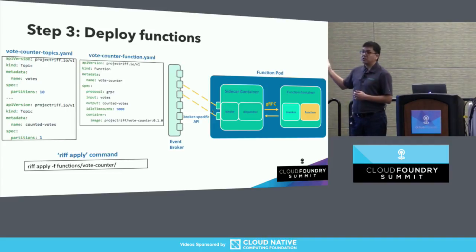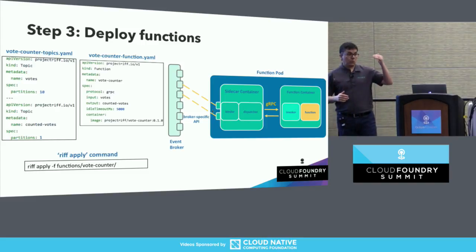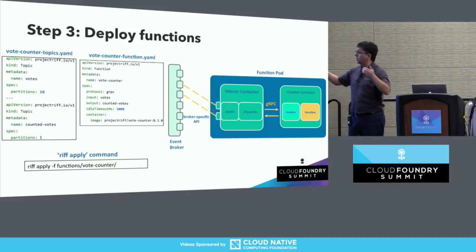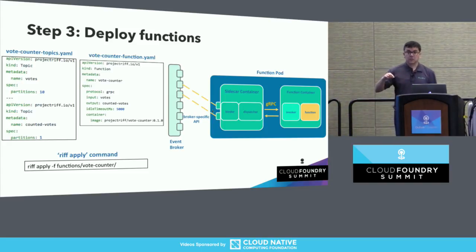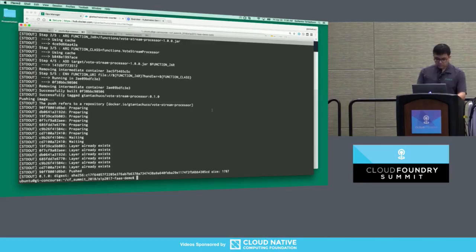And then you have the function metadata in which you say where I can find my image. At the bottom, you see the image URL. Then you also tell Riff the input and output topics, and also the idle timeout in case you want this function to expire after X number of seconds. Then the Riff apply command is going to deploy your functions to Riff. Let's take a quick look at that.